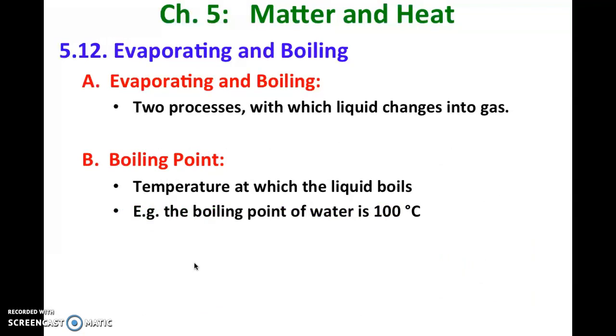Matter can change from one state to another state. Evaporating and boiling are two processes with which liquid changes to gas. Boiling point is the temperature at which the liquid boils. For example, the boiling point of water is 100 degrees Celsius.